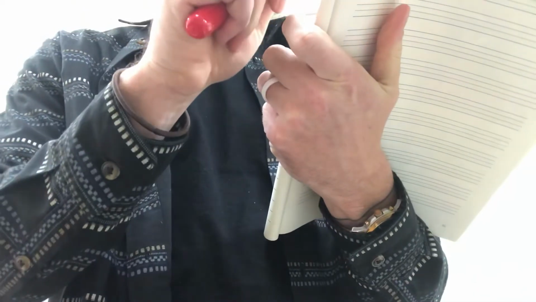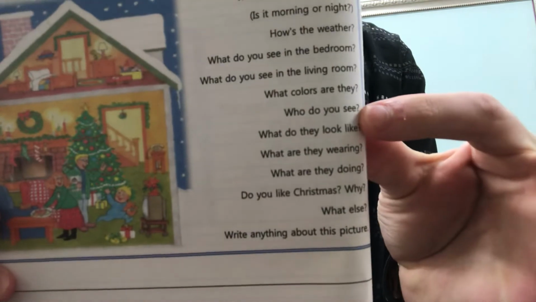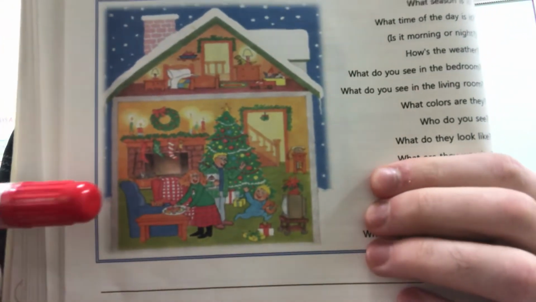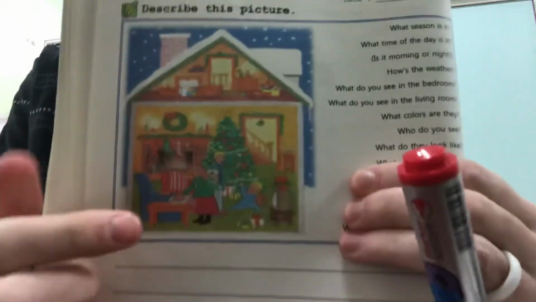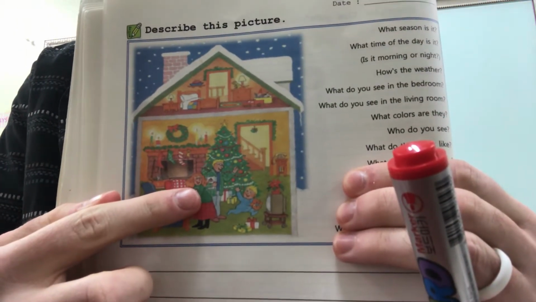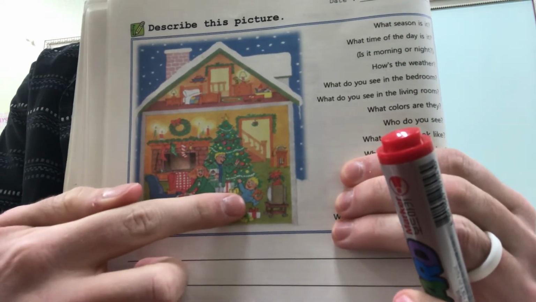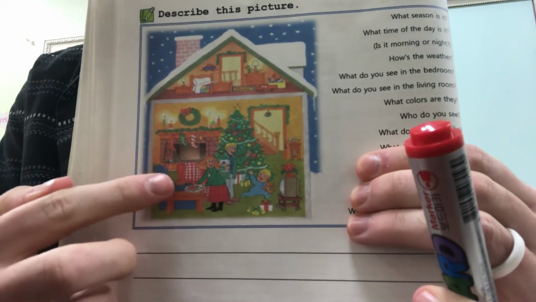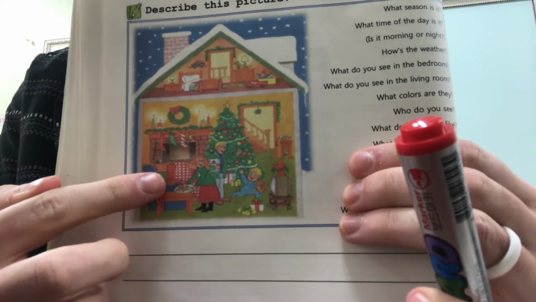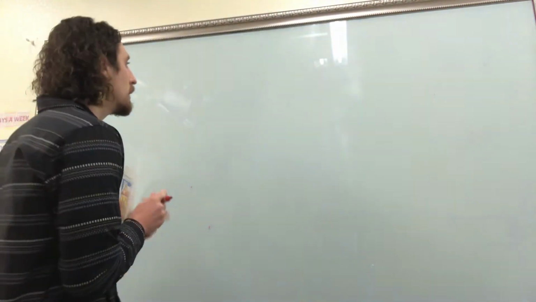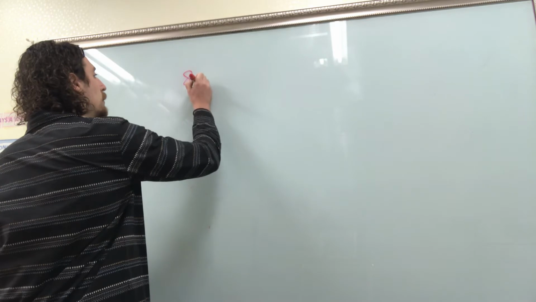The next one. If we see the question, that is question 1, 2, 3, 4, 5, 6, 7, 8. Question 8. Who do you see? Let's look at the picture. Who do we see in the picture? We see Mom, Dad, and a boy. But we also see a cat. Okay? So question 8, who do you see?